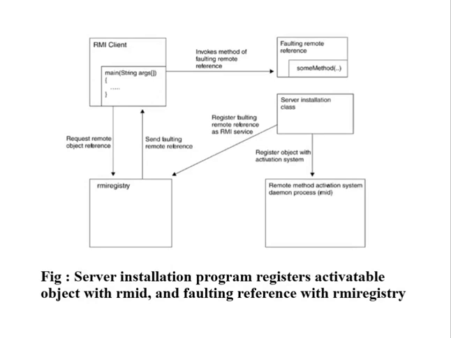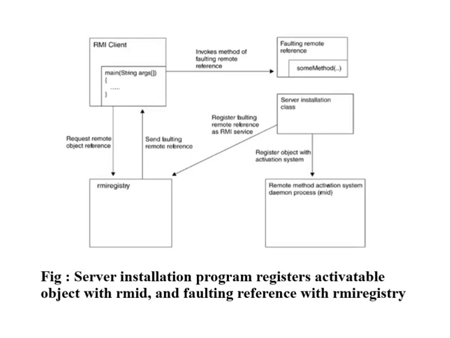When the registration completes, the server installation program can terminate, and creating the remote object is now the responsibility of the faulting reference and the remote method activation system daemon. An RMI client will look up the RMI registry at some point in the future and select the service supplied by a faulting remote reference.